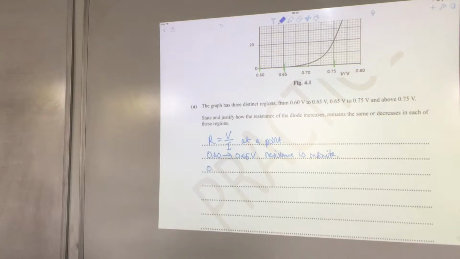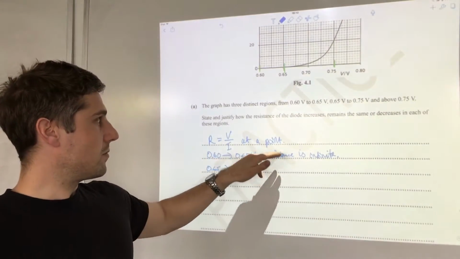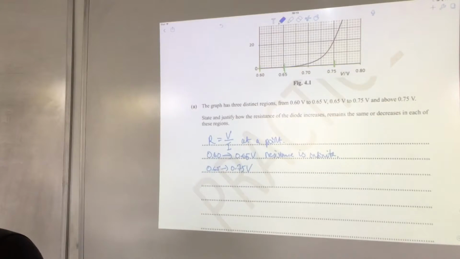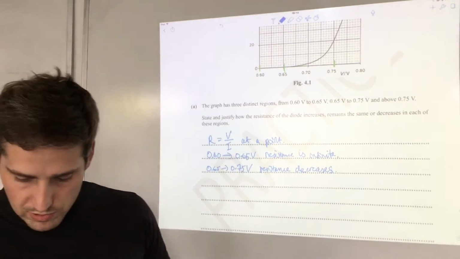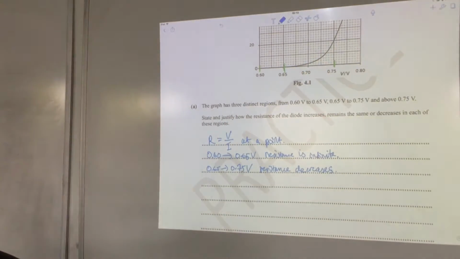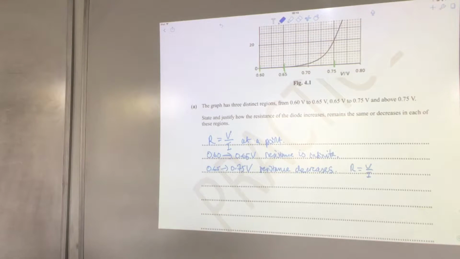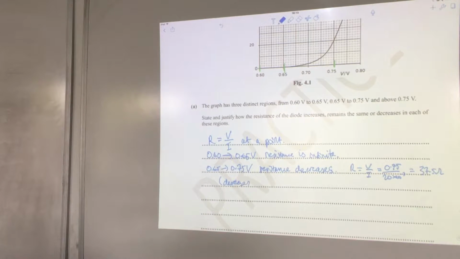So let's do that. 0.65 to 0.75 volts. Making it nice and clear for the examiner to know which region I'm talking about here. Resistance decreases. And we can calculate the value of the resistance at that point. R equals V over I, and so that's 0.75 divided by 20 times 10 to the minus 3, giving us 37.5 ohms, or 38 ohms we could say. Decreases to 38 ohms at 0.75 volts.